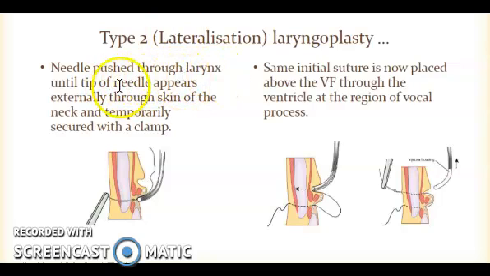Needle pushed through the larynx until the tip of the needle appears externally through the skin of the neck and temporarily secured with the clamp like this. The same initial suture is now placed above the vocal fold through the ventricle at the region of vocal process. Now you can see in the ventricle of the larynx, the second suture is placed.